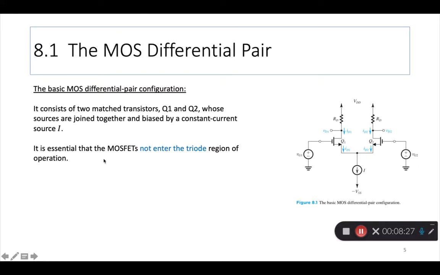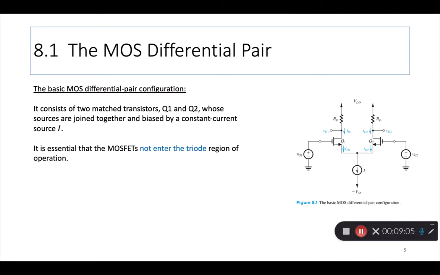and talk a little more about all the currents and the voltages in a basic differential pair. So we have gone to a MOS differential pair first, because that's of more interest in today's technology. It consists of two transistors, Q1 and Q2, both are NMOS in this case, whose sources are joined together, right here on the bottom, and biased by a constant current source I.